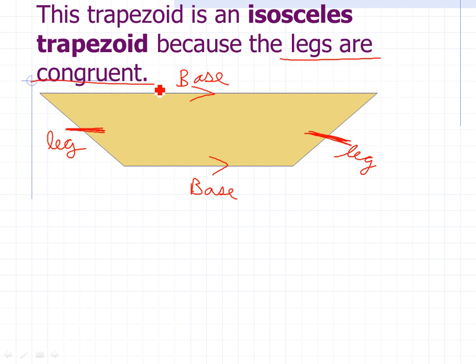So when we draw this little chart, all I write out here is what the key property of each one is. So for a rectangle, what's the key property? For a rectangle, the key property is it has 4 right angles.